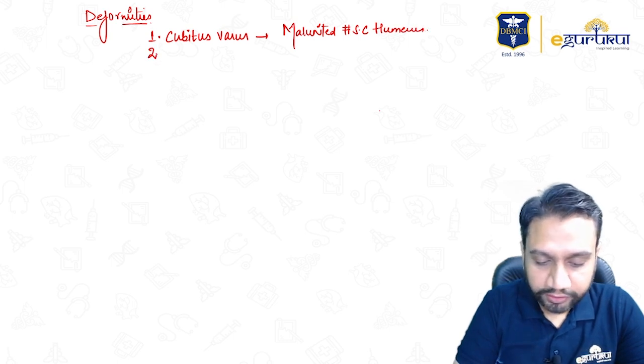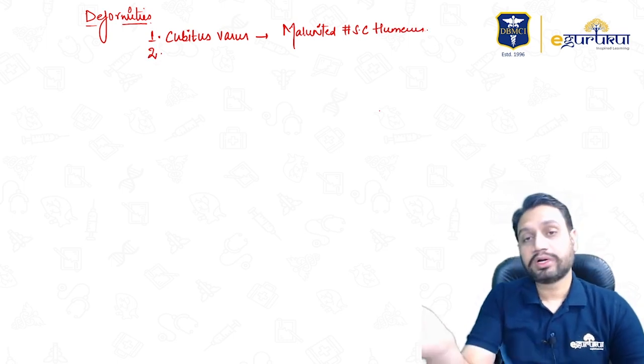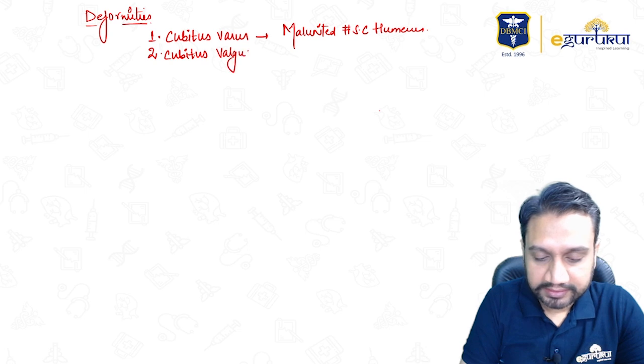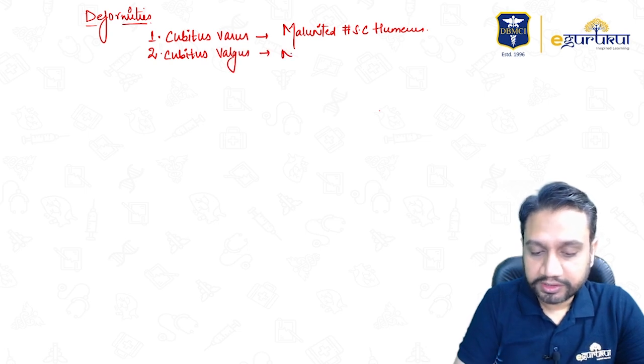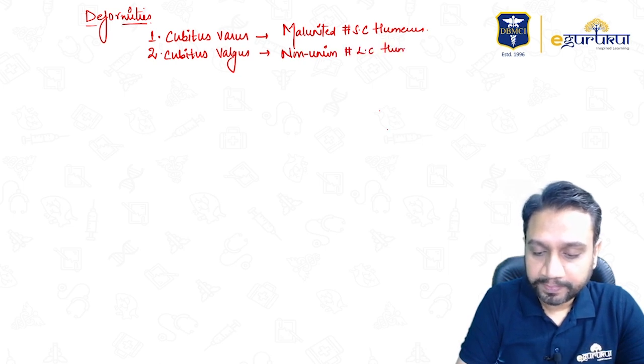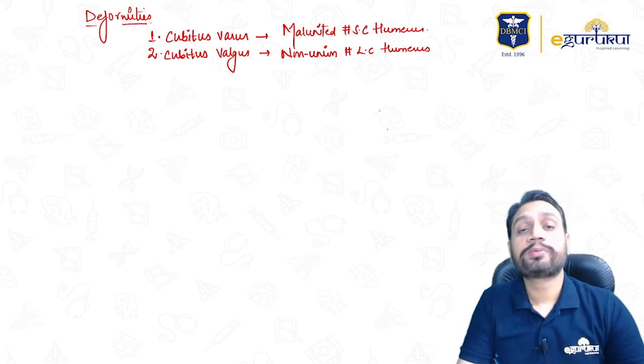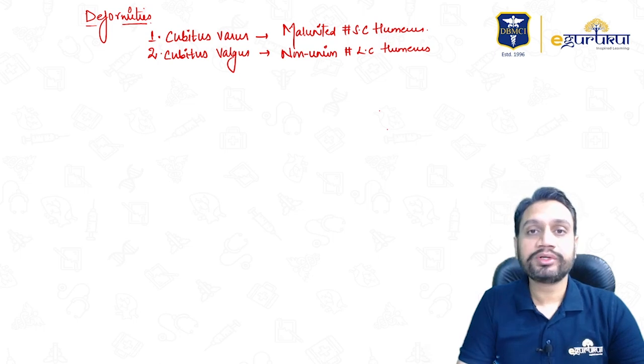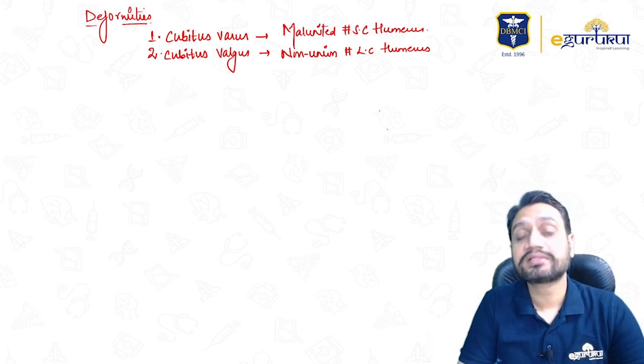Similarly, if you are given an image in which the forearm is deviated laterally, then what do we call it? Then it will be your cubitus valgus, and that is usually related to the non-union, a fracture of necessity, the fracture of the lateral condyle of humerus. So malunited supracondylar humerus usually leads to varus, and non-union fracture lateral condyle humerus usually leads to valgus.